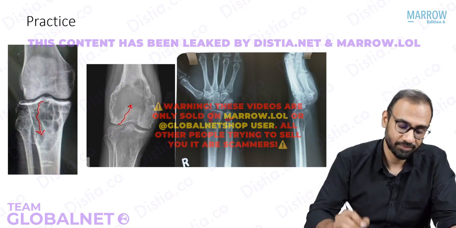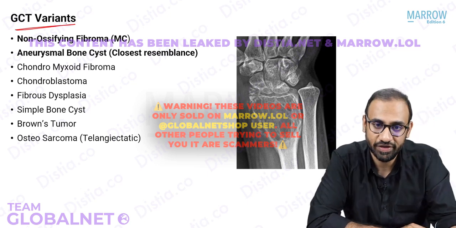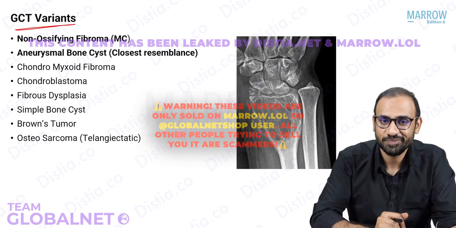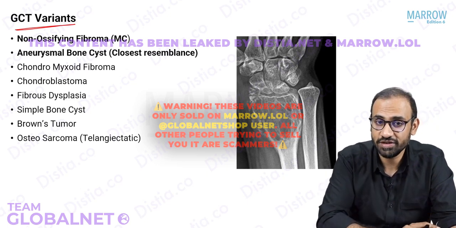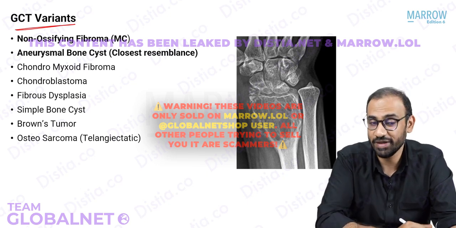Okay, right. Now the next thing we need to discuss is giant cell tumor variants. What are these giant cell tumor variants? These are tumors that have giant cell on biopsy. So it confuses the pathologist and they give you a diagnosis of giant cell tumor variants. Looks like a giant cell tumor, but it's not.